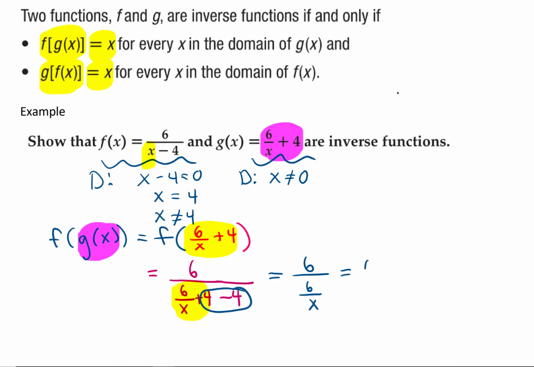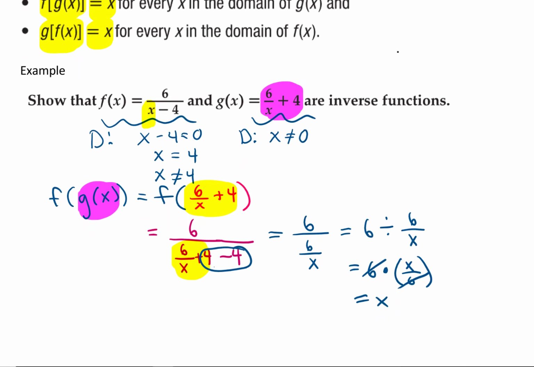I'm going to write this horizontally. Then I'm going to change the division to a multiplication. I'm going to make that a dot, just so we don't get confused with the x's. So we're going to multiply by the reciprocal. The 6's cancel, and we're left with x.